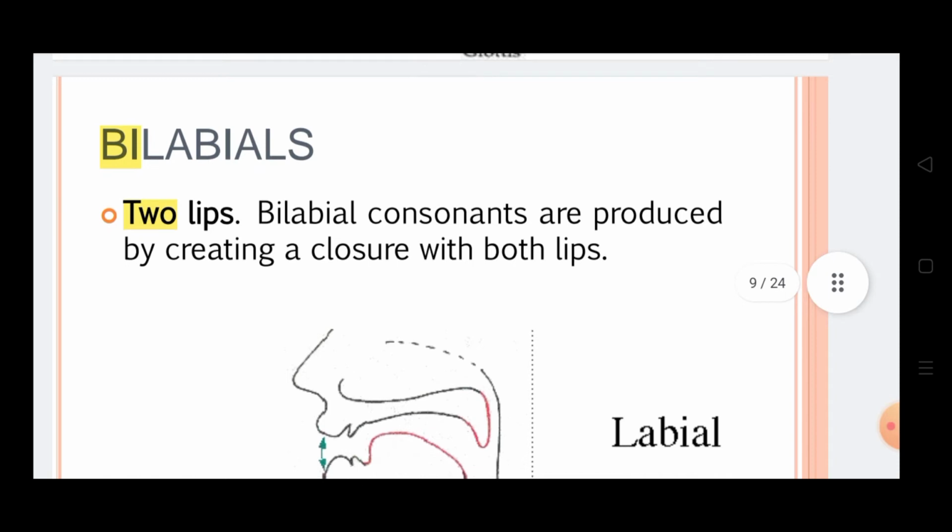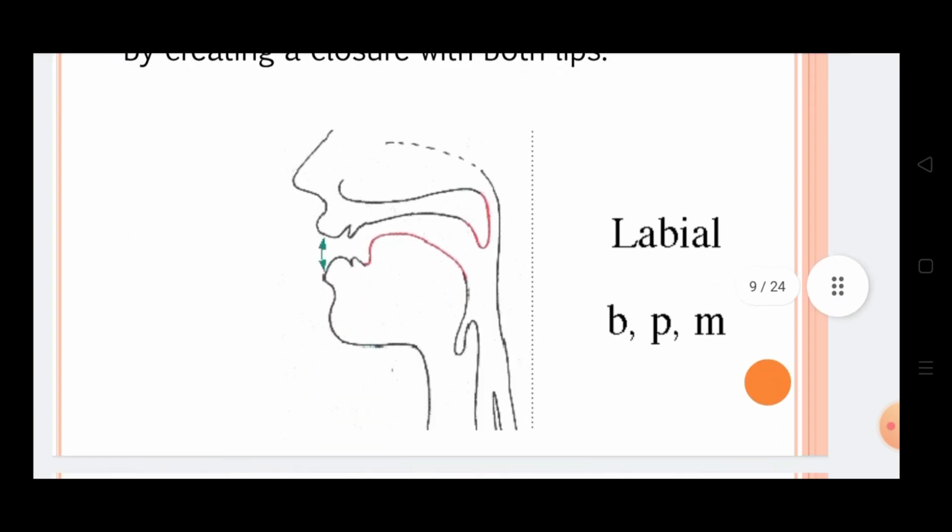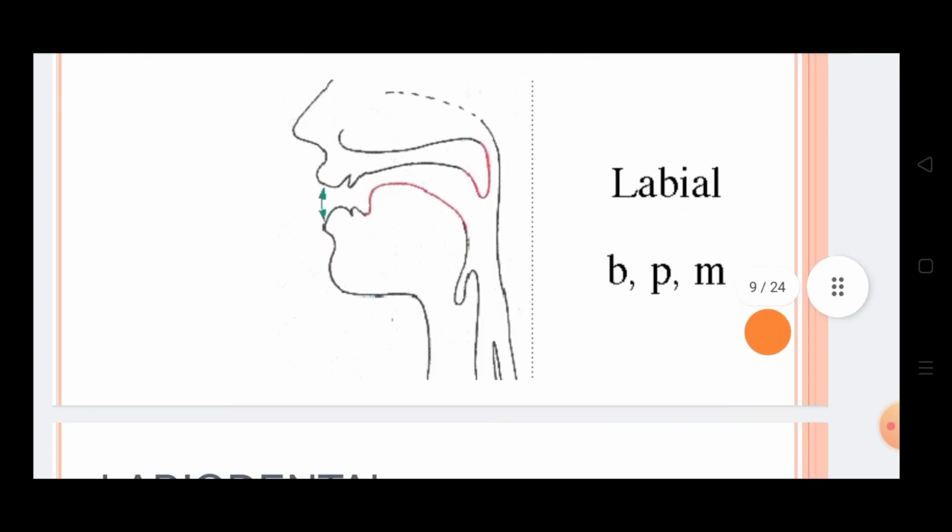And now we'll discuss the consonant sounds. Bilabial, according to place of articulation. Bi means two, labials means lips. So these are the sounds which we produce using two lips. Bilabial consonants are produced by creating a closure with both lips. We constrict the air using both lips, and the bilabials are p, b, m.